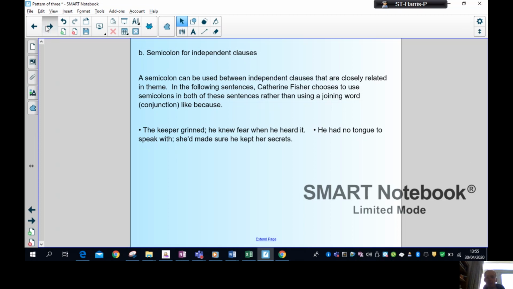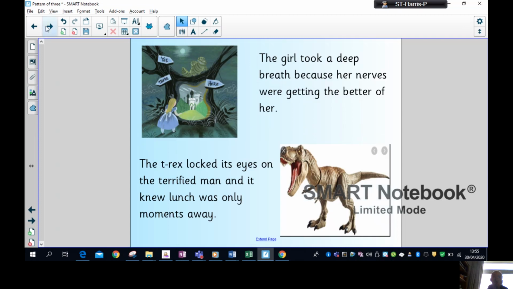Right, on the next page, children, I want you to identify where you could replace the conjunction with a semicolon. So pause the video and have a go at that. Okay, so hopefully you've been able to discuss that. So our conjunction here is "because". We could cross that out. We could replace it with a semicolon. The girl took a deep breath; her nerves were getting the better of her.